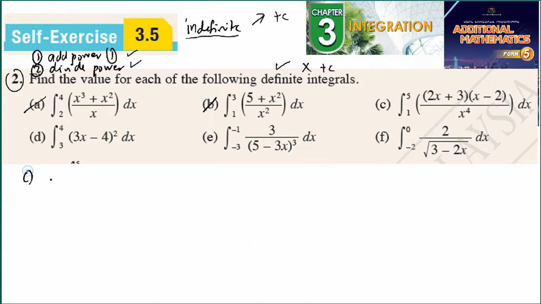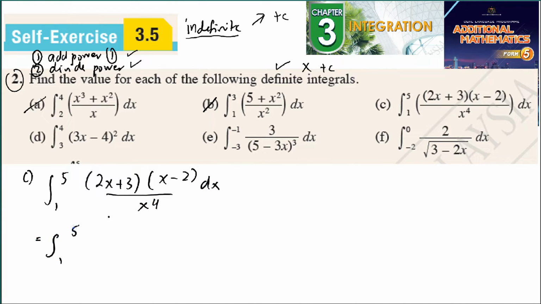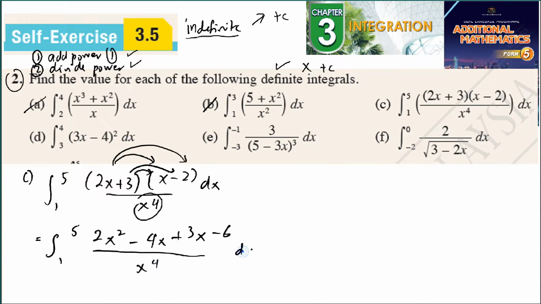Okay, see, so example 5, you have the integral of 2x plus 3 times x minus 2 over x to the power 4 dx. So here you see, you can expand. Because you have a single term here, we know that we can separate it easily, but you have to expand the above one first. So 2x times x is 2x squared, 2x times -2 is -4x, 3 times x is plus 3x, 3 times -2 is -6, over x to the power 4 dx.